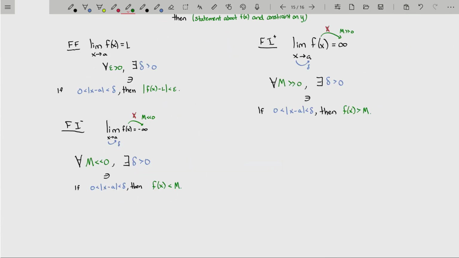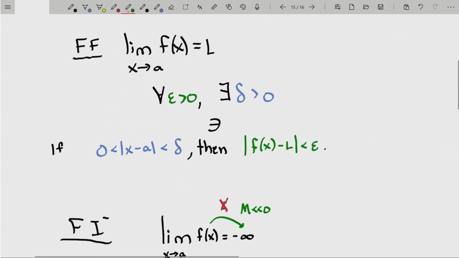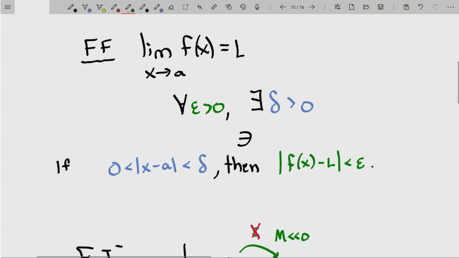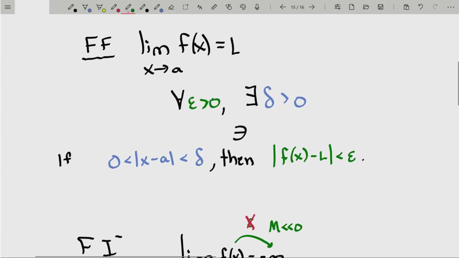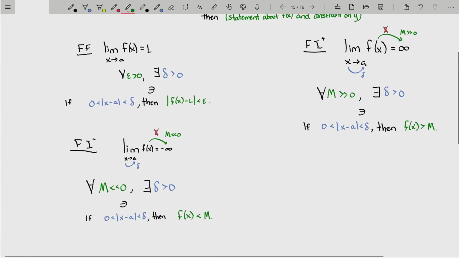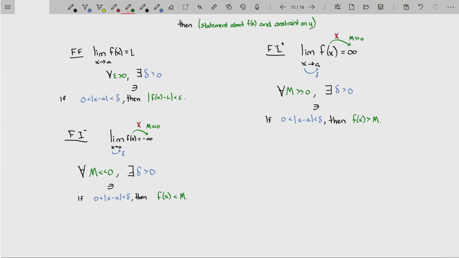Again, it would be terrible if you memorized all these. The only one I actually keep in my brain is the finite limit at a finite point. The rest of them I create as needed. There are a lot of them, so I'm not going to list all of them here. I'm going to do one more.